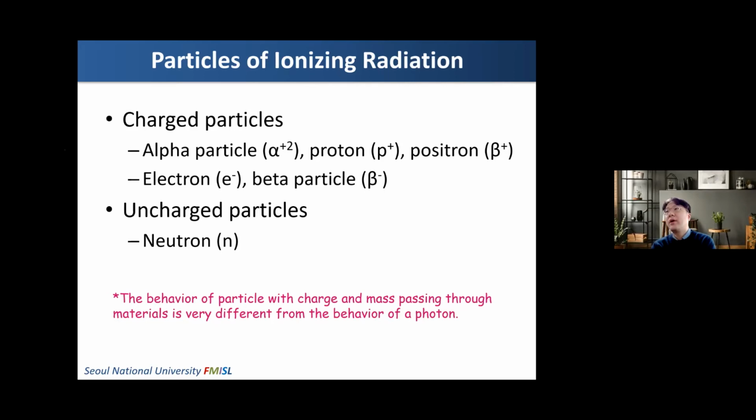Now let me tell you how they interact with matter. There are many different charged particles. As I told you, alpha particles, protons, positrons, electrons, and beta particles are all charged particles. There are also uncharged particles, such as neutrons. But the neutron is not widely used in nuclear medicine, so let me just focus on the charged particles here.